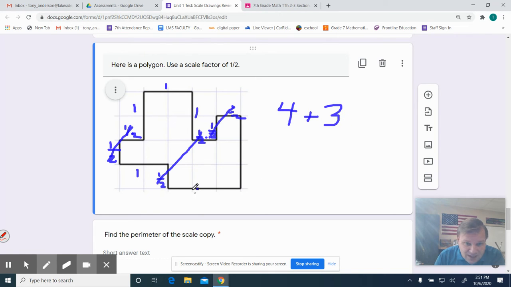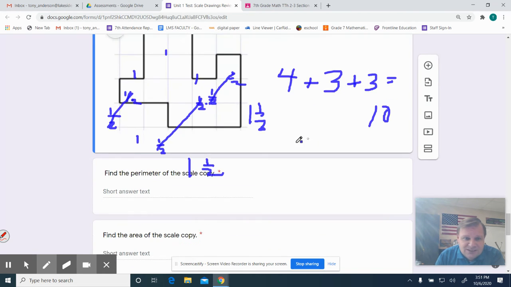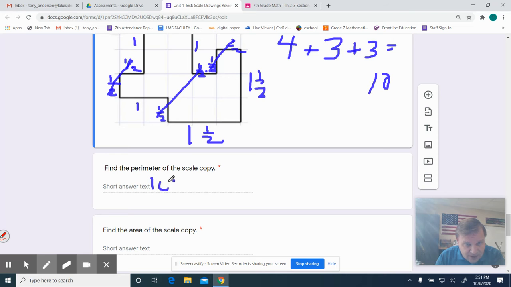Now look at these 3 right here. Half of 3 is 1.5. So I have 1, 2, and then put these halves together for another 3. So if I add all these together, I get that the perimeter is 10. So the perimeter of this scale copy is 10 units.